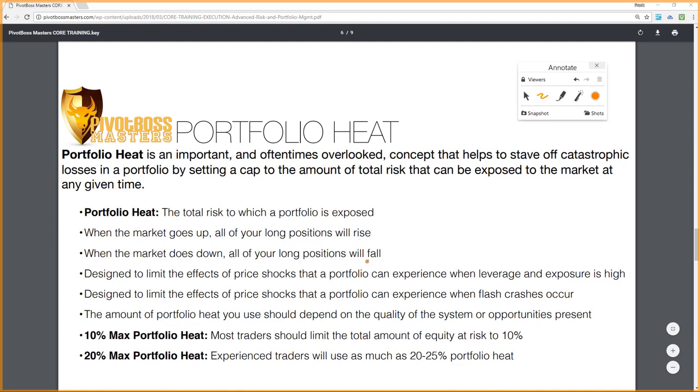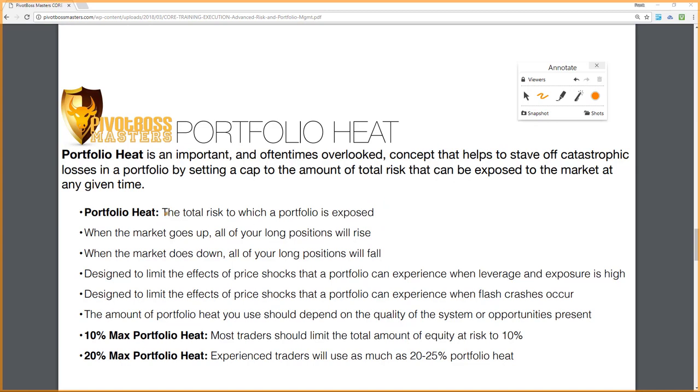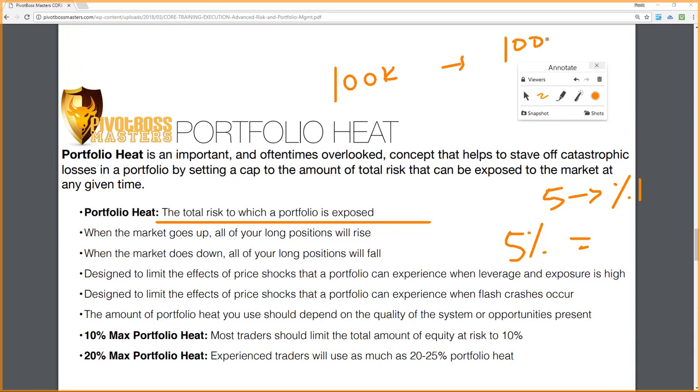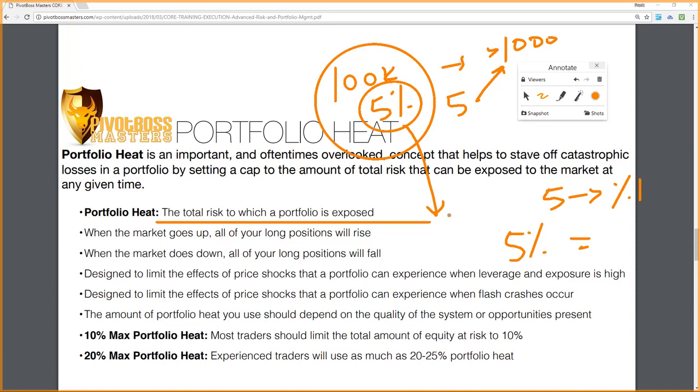So basically, portfolio heat is saying what is the total risk to which your portfolio is exposed, the total amount risked. Say you have 5 trades at 1%, and each of them is, say, $1,000. You might have 5% of equity at risk. So if you had that 100K account and each of your trades is about $1,000 of risk, and you have 5 trades, that's now encompassing 5% of your total equity. If every single one of those positions were to hit their max loss, you're going to lose 5%.